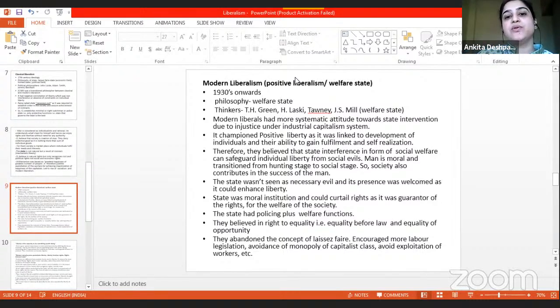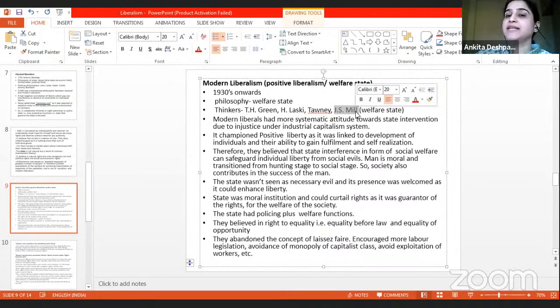Modern liberalism is also called positive liberalism, as well as the concept of welfare state. The welfare state concept comes with J.S. Mill, the next thinker that we'll be studying in Western political thought.